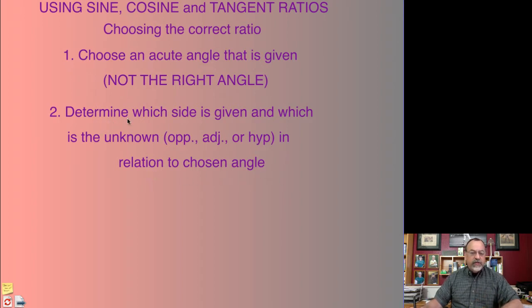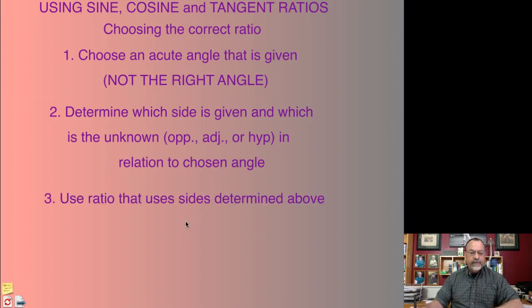Once I have chosen the angle, then I'll look at the sides that are given and the sides that are missing. And I'll decide, based upon which one is given and which one is missing, whether they're opposite of the angle that I'm looking at or adjacent to the angle that I'm looking at, or whether it's the hypotenuse. And based upon that information, I will choose the ratio that involves the side that's given and the side that's not given.